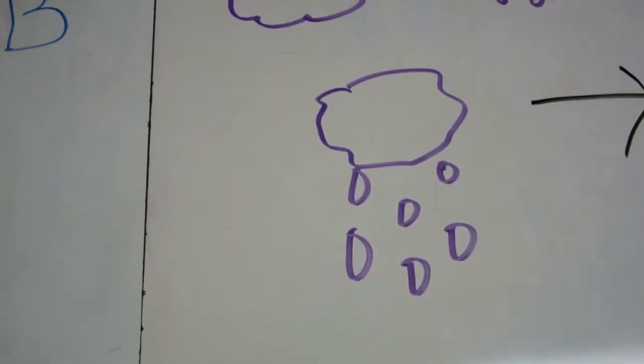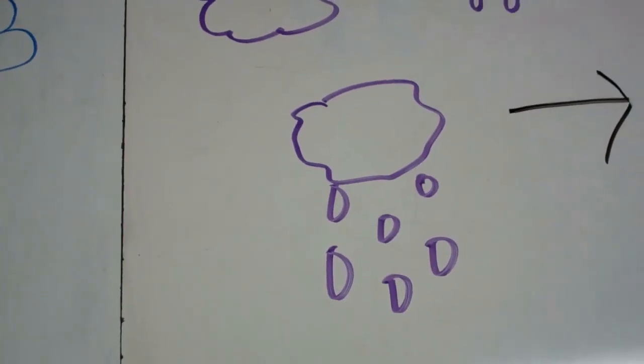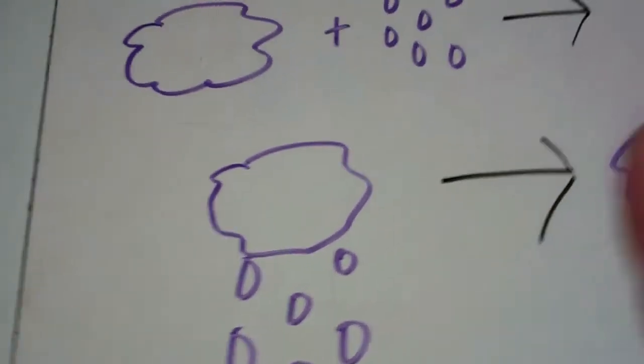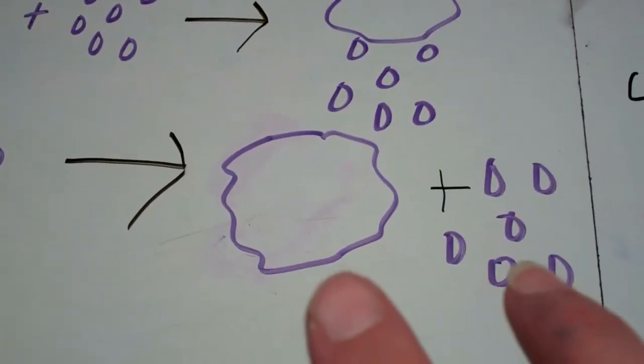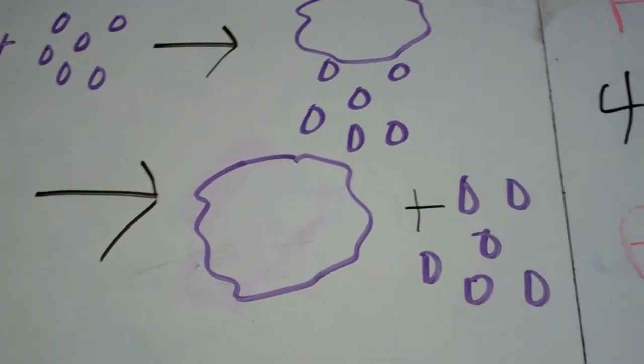So for example, if you started with a cloud with raindrops, that's your compound. Something chemical occurs here, and of course it breaks down into its 2 components, a cloud plus raindrops.